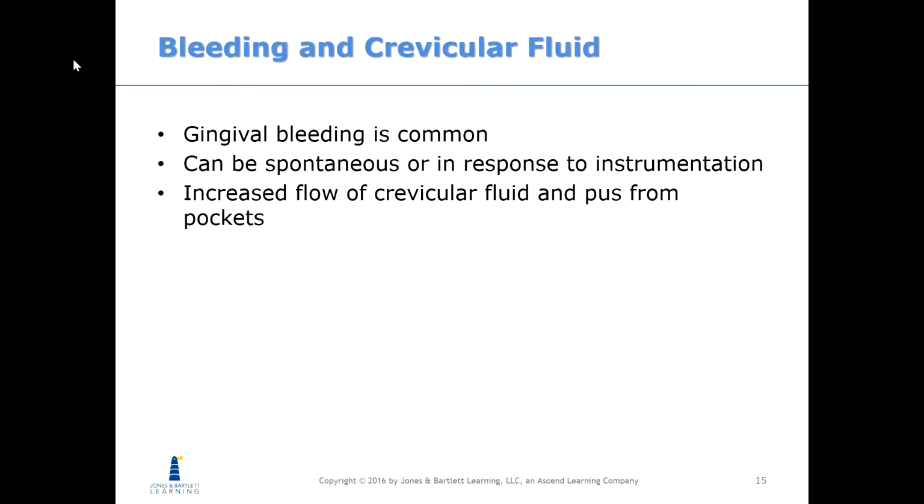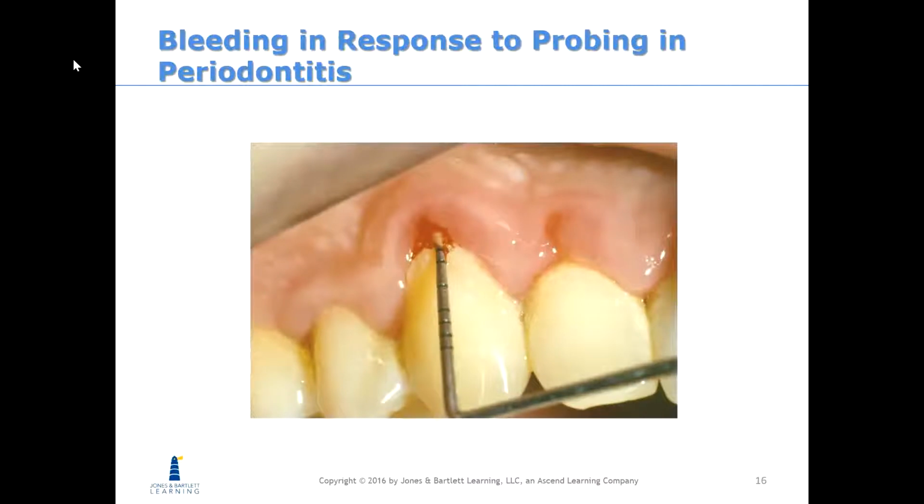And sometimes, after my root planing, I will put what's called a localized antibiotic. Usually Arestin is what I use. So I think probably Professor Raymond will be talking to you a little bit more about Arestin. But it's a very effective localized antibiotic.